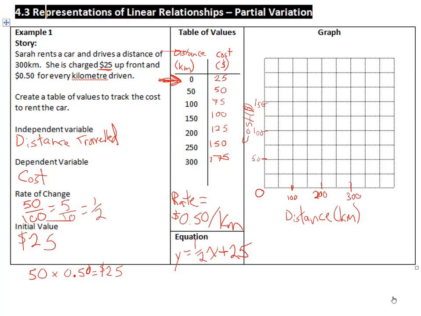Okay, and there we go. Just try to follow along. It says cost along the vertical axis there, and then along the horizontal it's distance. Let's plot out our points. We have 0, 25, which would be here. Then we have 50, 50.